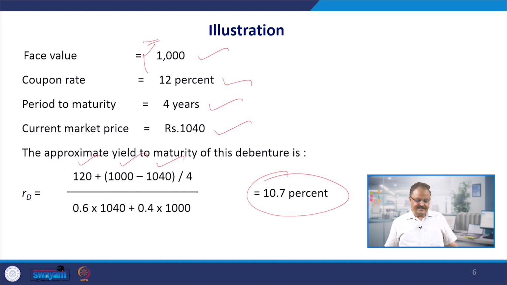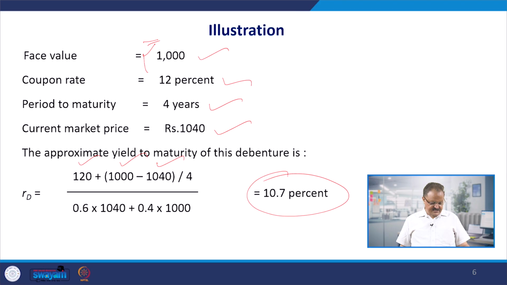A bond which is currently trading in the market for 1040 actually has a face value of 1000 rupees. So if you hold this bond till maturity, you will get 1000 rupees. But because of the bond market changes, it's trading more than its face value. So that's why it is 1040. And divided by 4, the number of years, and 60% of the current market price and 40% of the maturity value. If you use this formula, you will find out that the cost of this bond, or the cost of the debt, or the rate of return available from this bond is basically 10.7%.